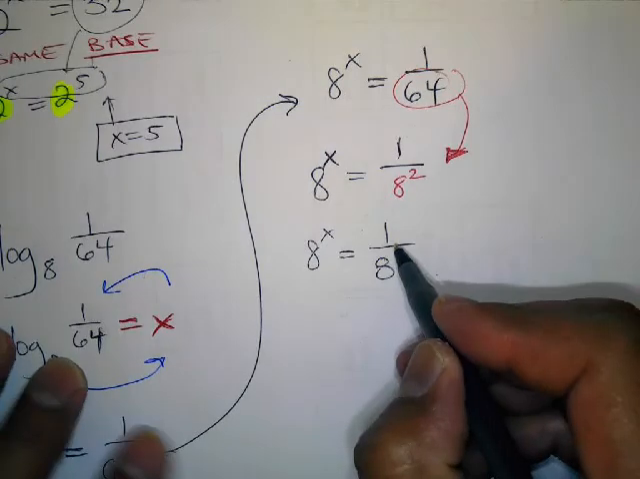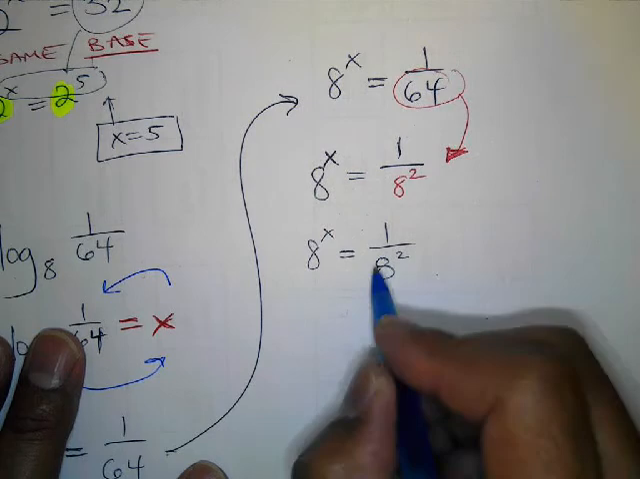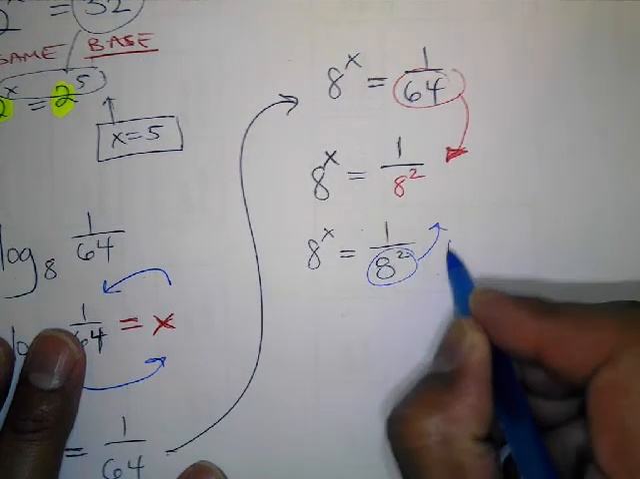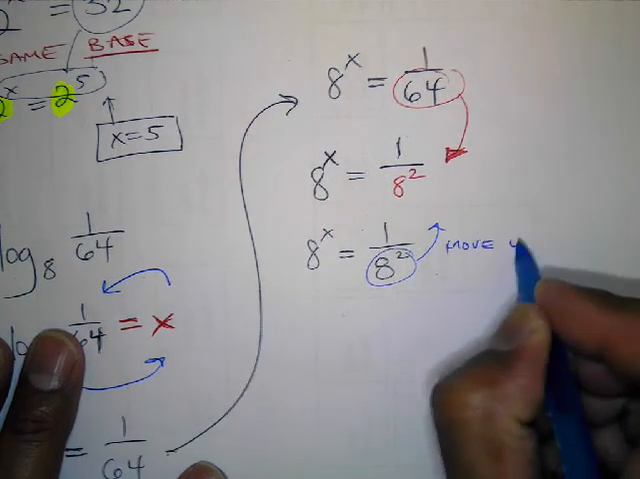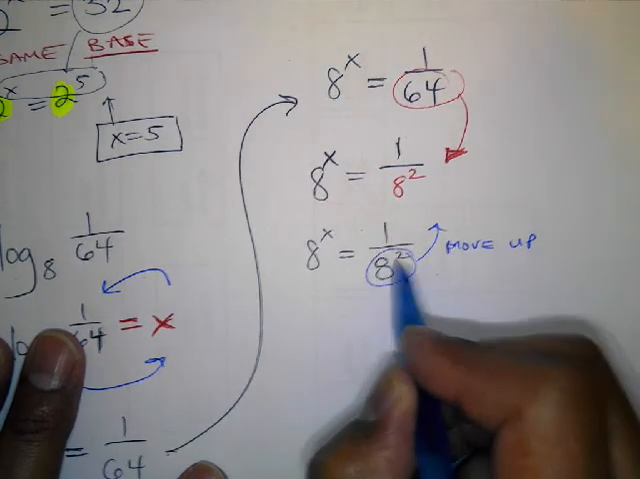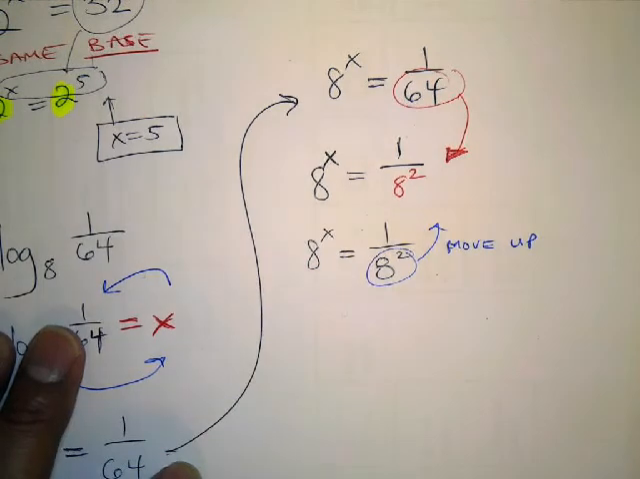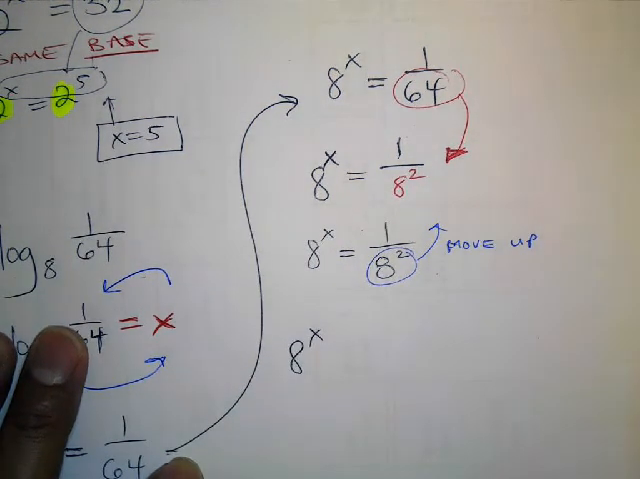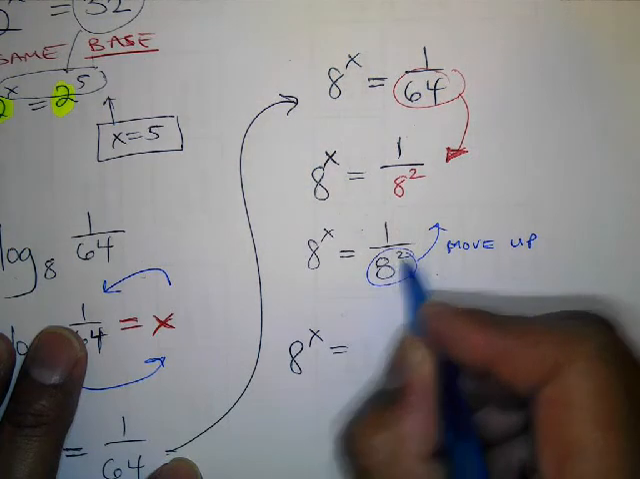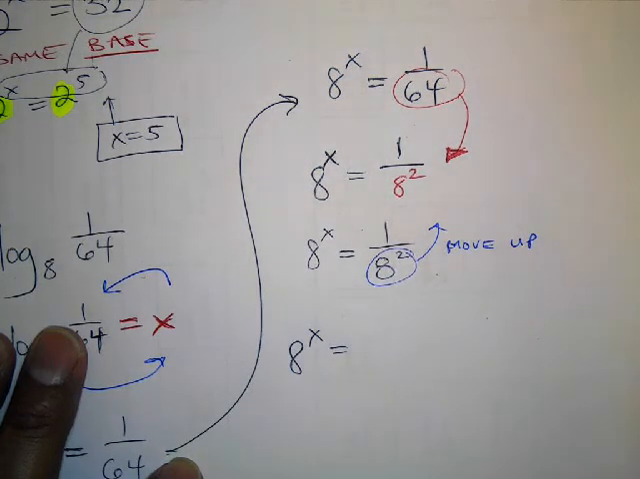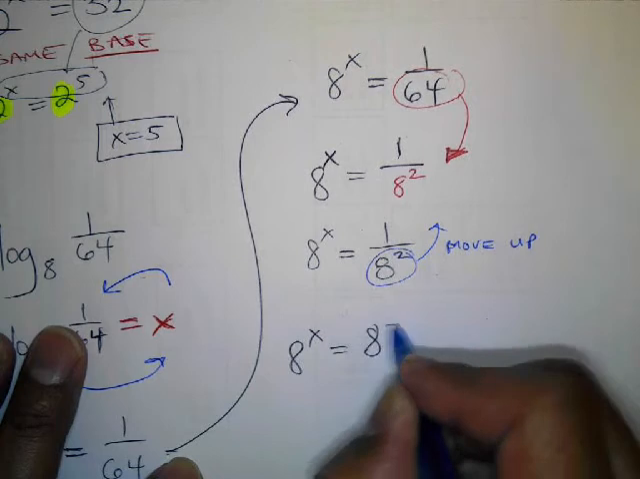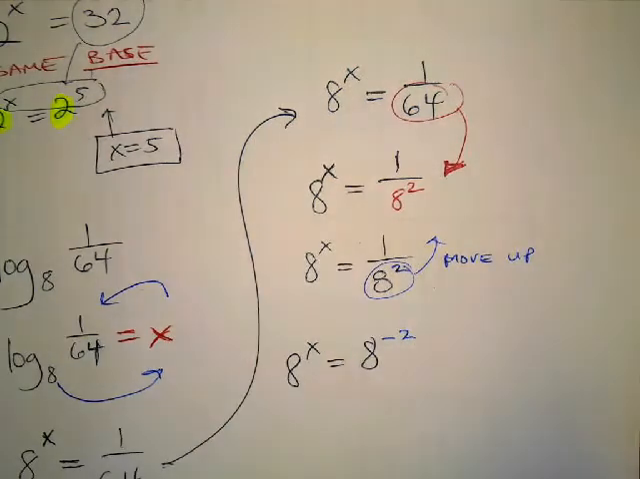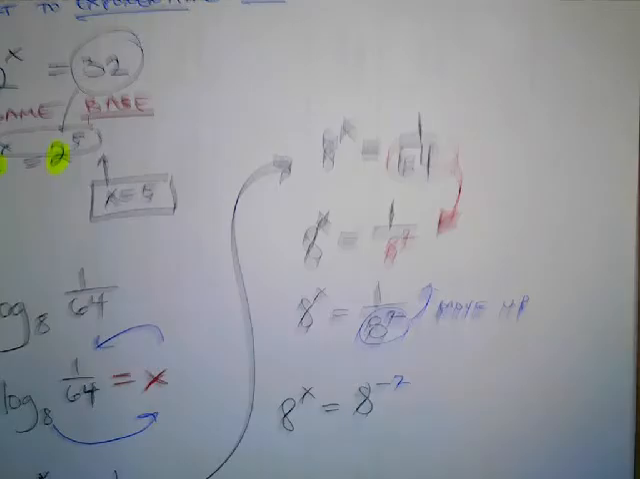And remember, we don't want this thing with the 1 here like a fraction like this. So we learn to do what? Move this up, so that we get rid of this fraction. But then remember that exponent changes. So that's going to be 8 to the power of x equals... If this is 8 to the power of positive 2, when you move it up, it's going to be 8 to the power of what? This positive 2 becomes now negative 2.